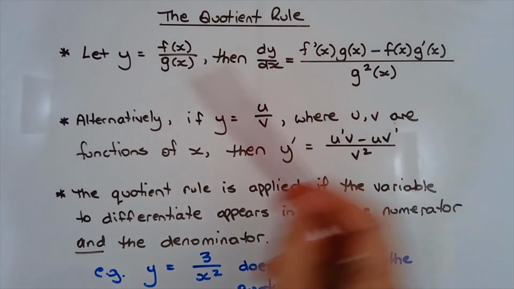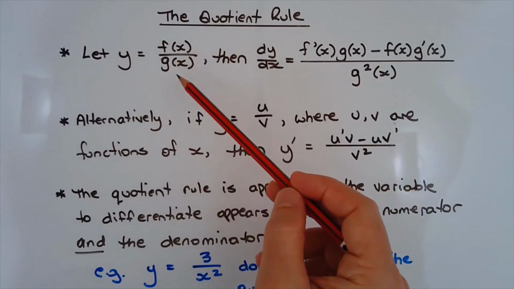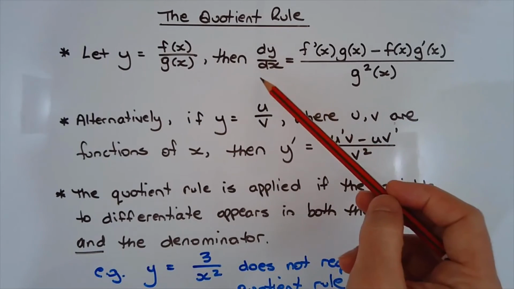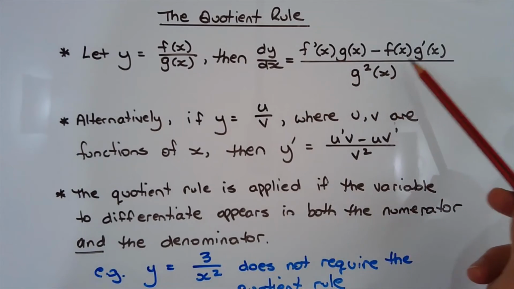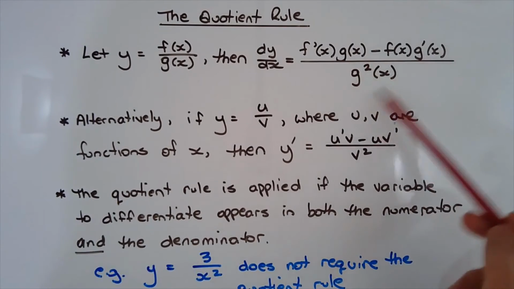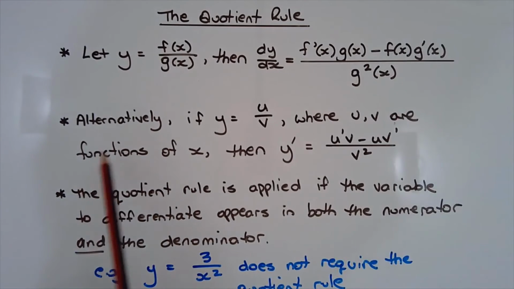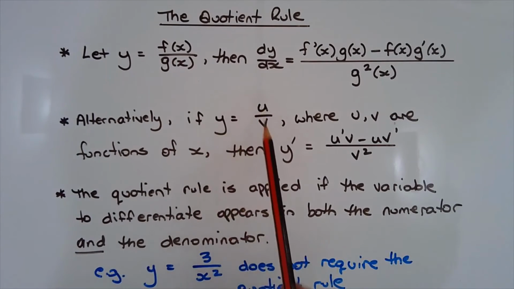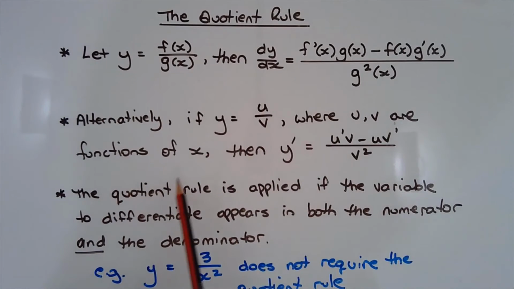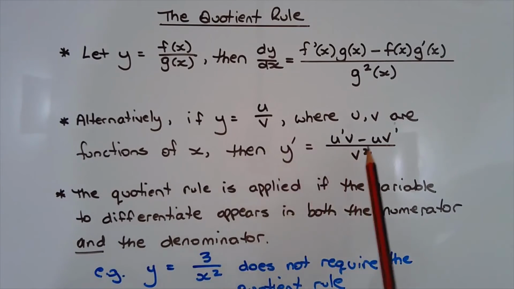The quotient rule. Let y equal f of x over g of x. Then dy dx, so first derivative, is equal to f dash of x times g of x minus f of x times g dash of x over the square of g of x. Alternatively, if you want to use u v notation, if y is equal to u over v, where u and v are functions of x, then y dash, the first derivative, is equal to u dash v minus uv dash over v squared.